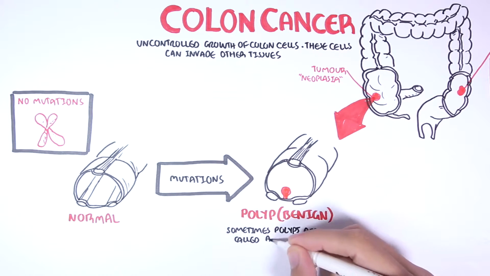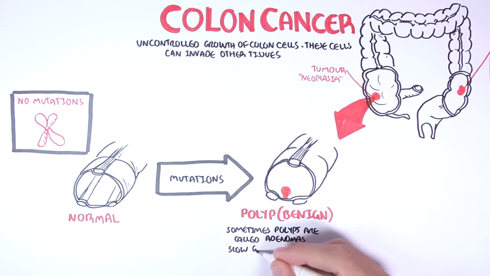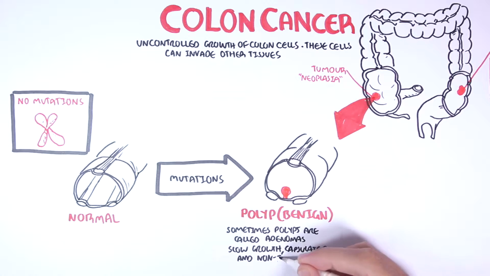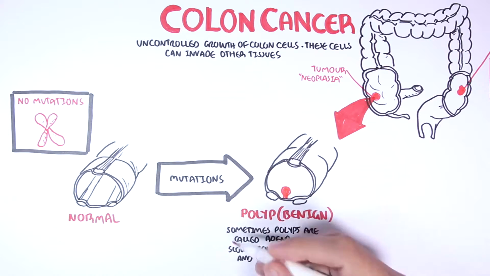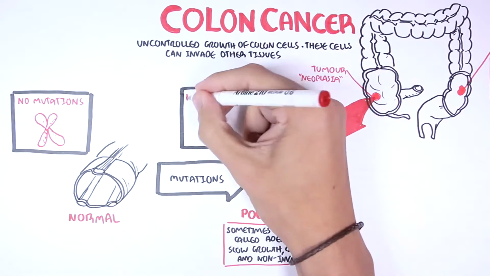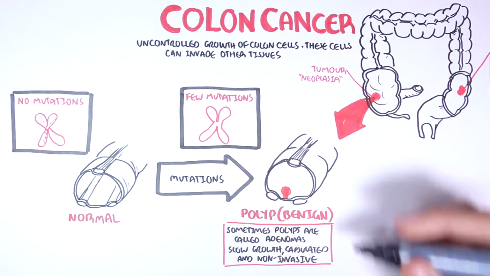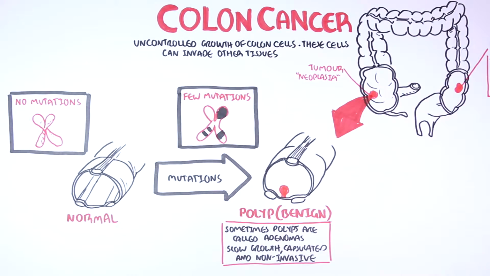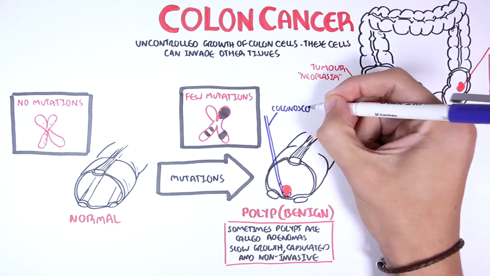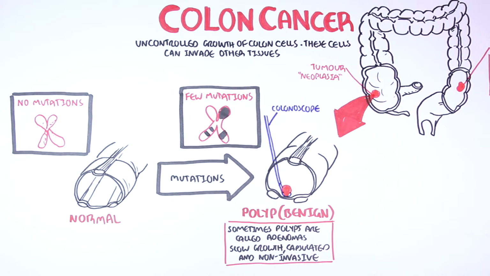Sometimes polyps are called adenomas if they are big enough. Polyps are slow growing, encapsulated, and non-invasive. A polyp develops because of possible mutations in the DNA that give rise to them. Usually, people undergo a procedure called colonoscopy to remove these polyps in case they are or can become cancerous.